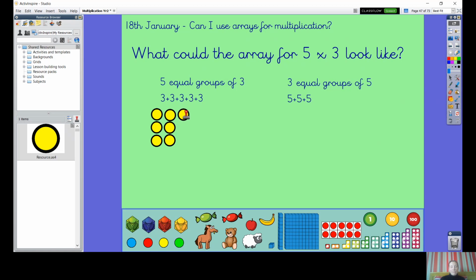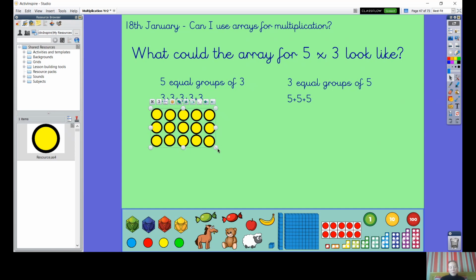2 groups of 3. 3 groups of 3. 4 groups of 3. And 5 groups of 3. Okay. So that's the array for 5 equal groups of 3. What does the array for 3 equal groups of 5 look like?